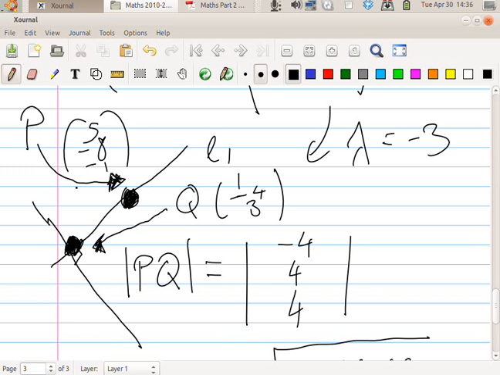Q is what I called my answer for where they meet. He doesn't use that letter. He says in part 2, where do they intersect? I'm calling that Q.